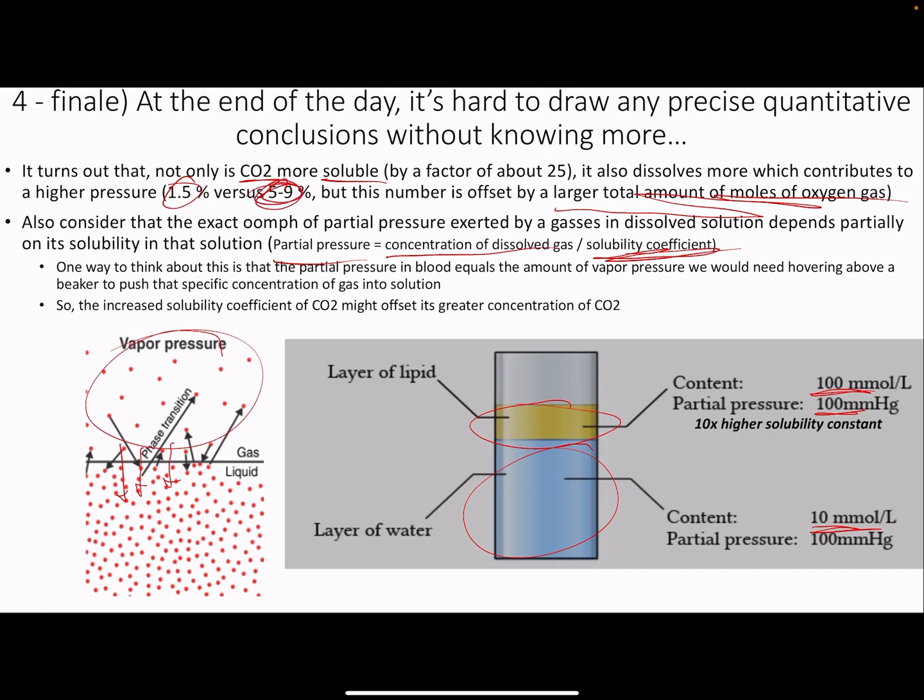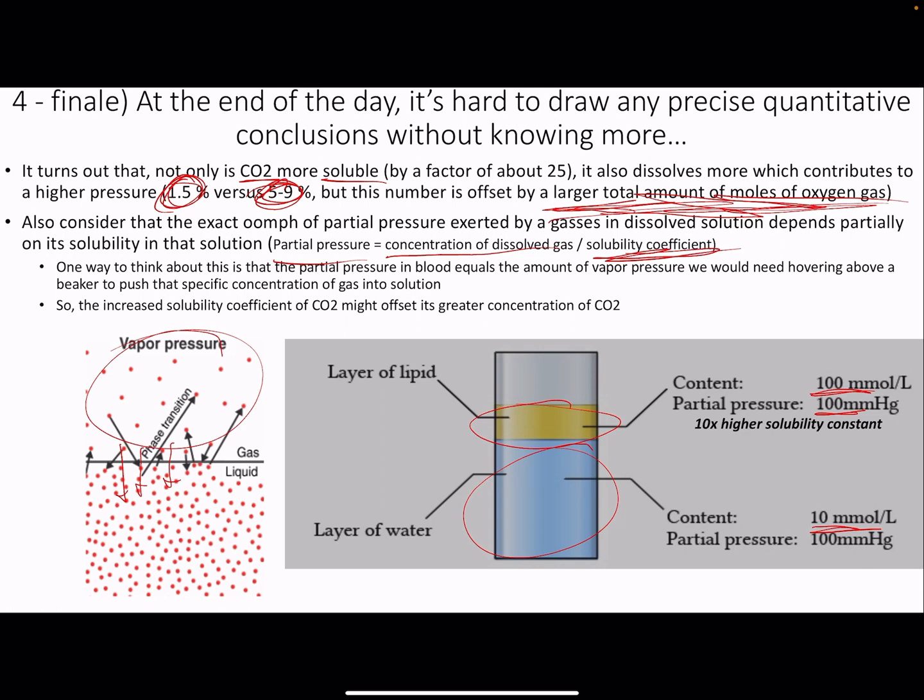So 5.9% of CO2 is actually dissolved compared to 1.5% of oxygen. This might make somebody think that therefore CO2 is going to be a higher pressure, but this is likely offset by a larger total amount of oxygen gas, despite the higher concentration of the CO2 gas being dissolved. Additionally, the oomph that a partial pressure exerts is going to depend somewhat on the solubility of that thing in solution. So the partial pressure is equal to the concentration of the dissolved gas divided by the solubility coefficient.